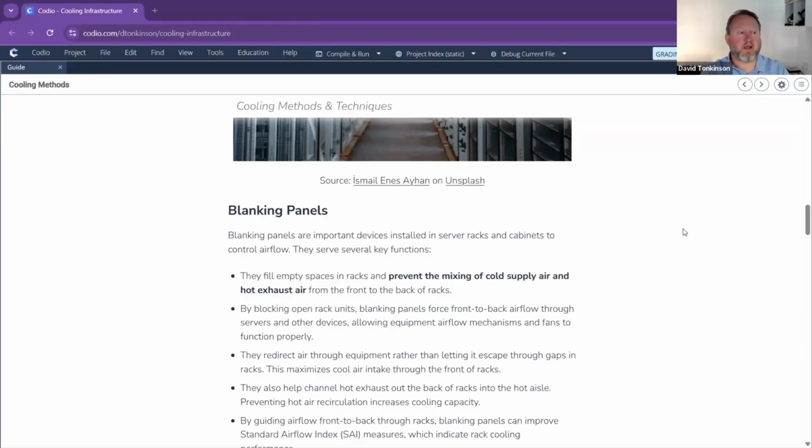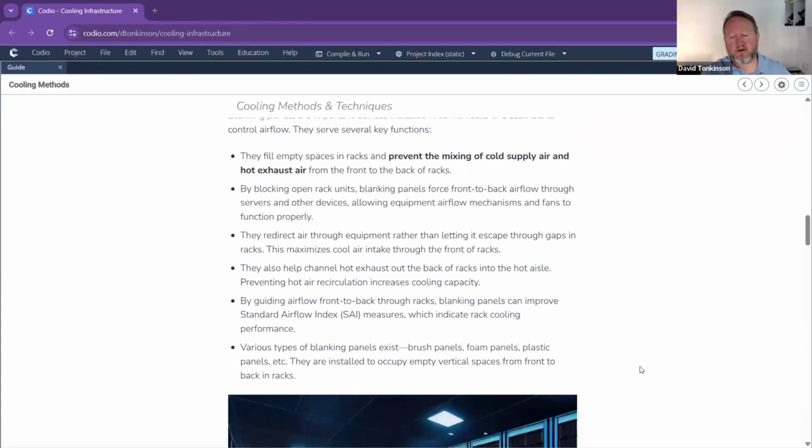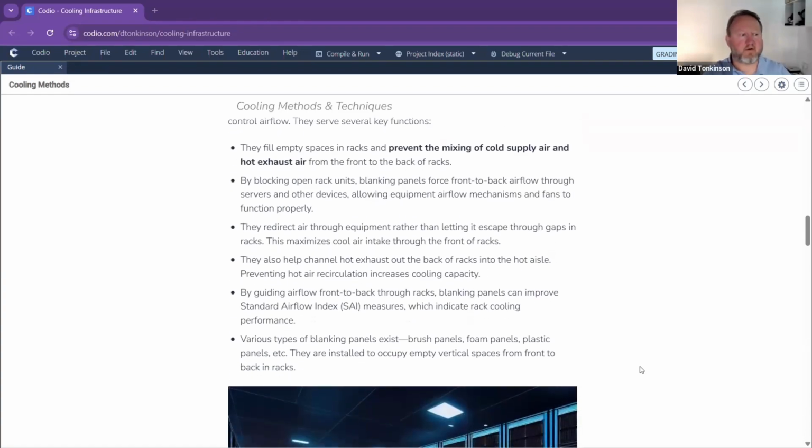So it's important that we get the air from the front only through the system. We don't want to send cold air through to the hot aisle without cooling anything down. And that's why we have blanking plates. They do have a massive effect on the airflow in the systems.